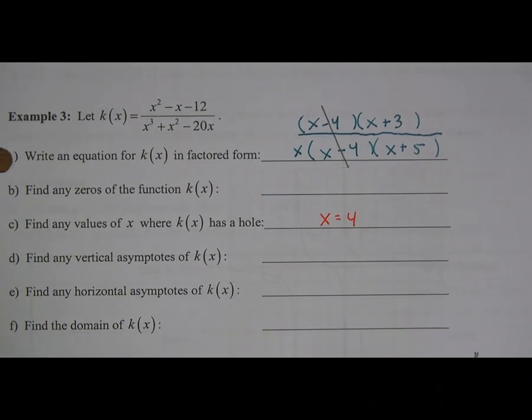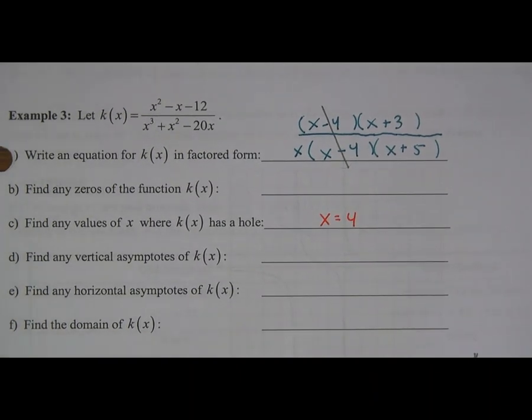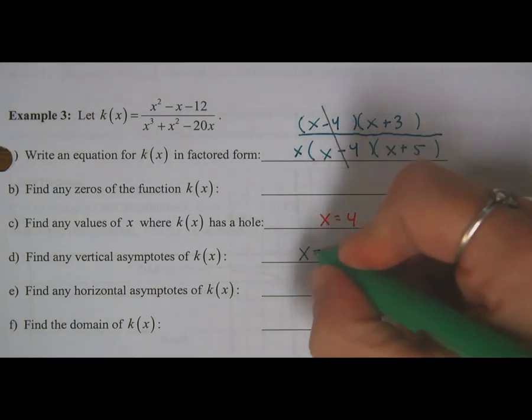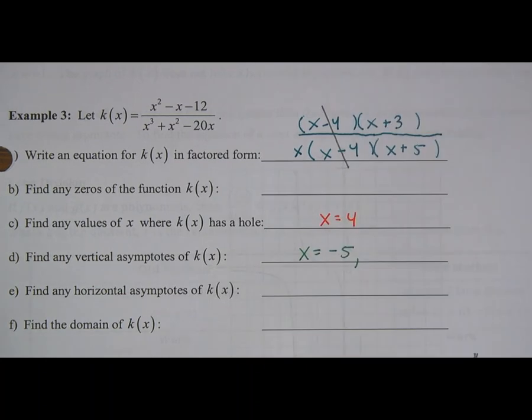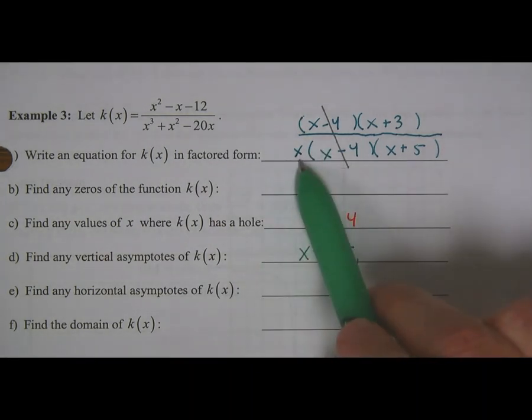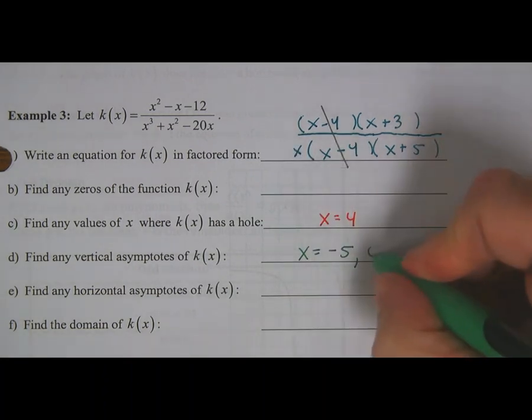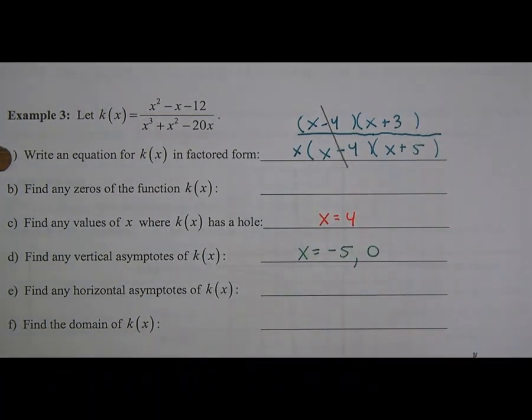D says find vertical asymptotes. Okay, so anything that we did not cancel out on the bottom becomes a vertical asymptote. Now I know that the negative 5 is pretty obvious, but there's another vertical asymptote. Where is it? It's at 0. Very good. If you take this factor and you set it equal to 0, you will see that there's another vertical asymptote at 0.